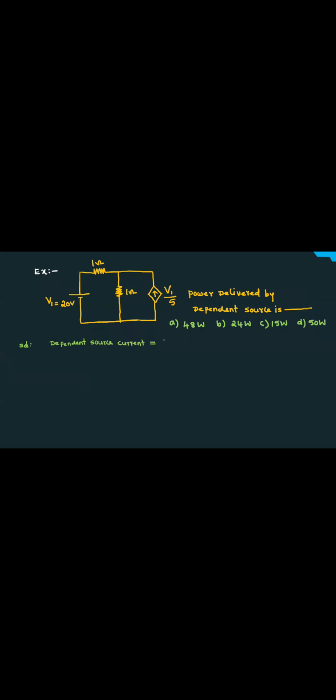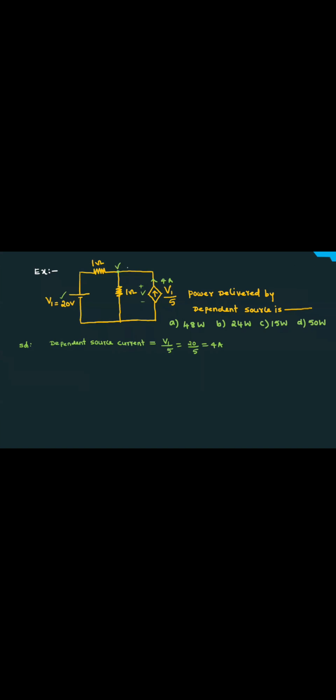The dependent source current equal to V1 by 5. V1 is how much? 20 volts. 20 by 5, 4 amperes. You know the current delivered by the dependent source is 4 amperes. But how much power is it delivering? You know the voltage also. Let this voltage be V. If this voltage is V, then voltage at this node is also V, because this is the same wire.